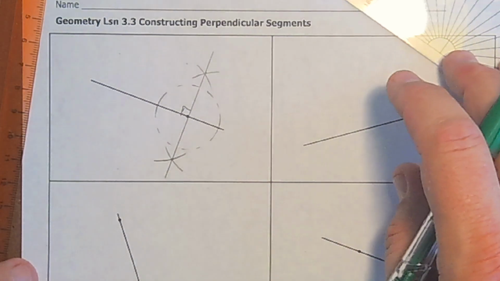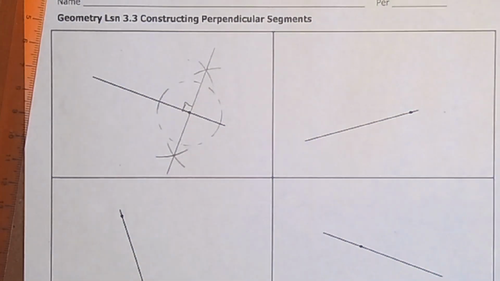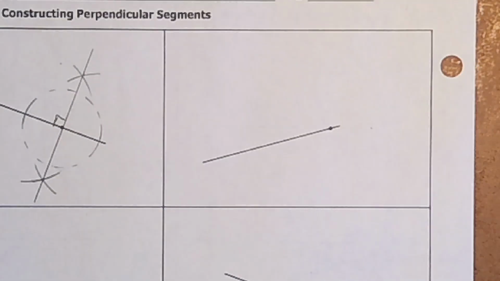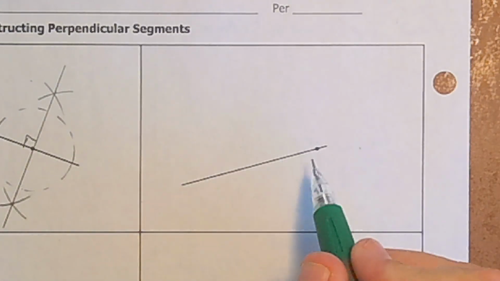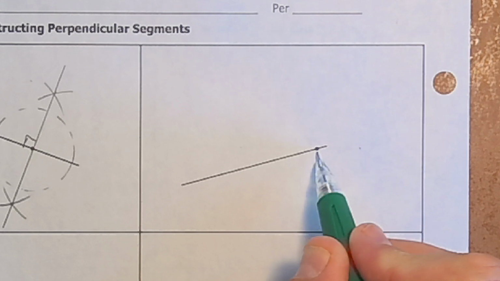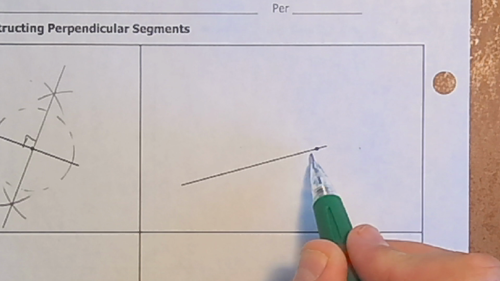So let's talk about the second example here. Okay? So in this second example here, we want to drop a 90-degree line through this point right here. That's going to be pretty hard to do with our compass, huh? Because we don't have a whole lot of space to work with, do we?